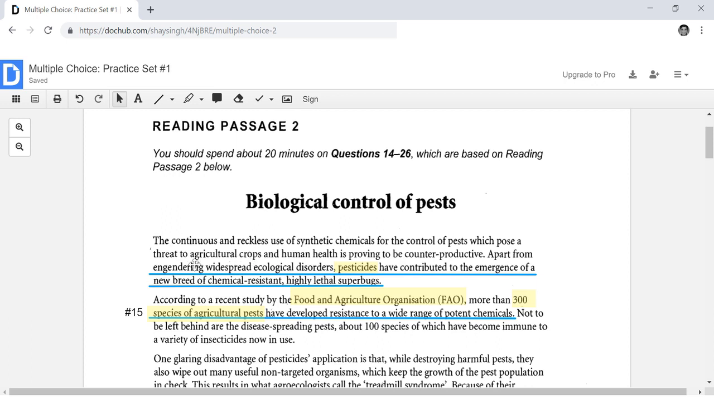Guys, what this sentence is saying is that using pesticides has given rise to ecological disorders, widespread ecological disorders. Engendering means to give rise to something, to cause something, or to create something. So using pesticides has created ecological disorders, but it says that in addition to this, it has also created a new breed of highly resistant superbugs. Resistant means that basically you cannot kill them with chemicals. These are very strong pests, superbugs, and when you put chemicals on them like pesticides, they don't die. That is what it means to be resistant.